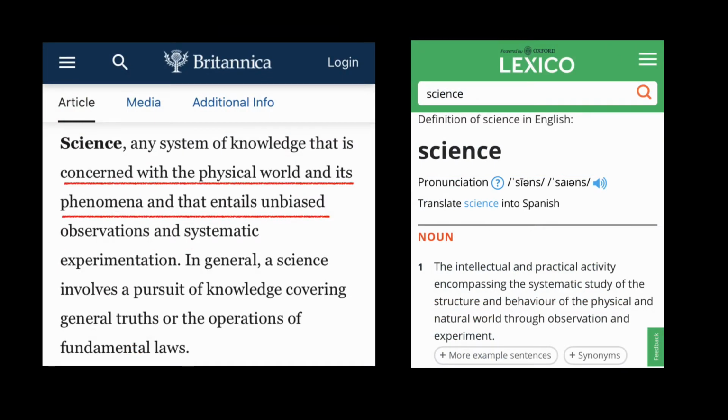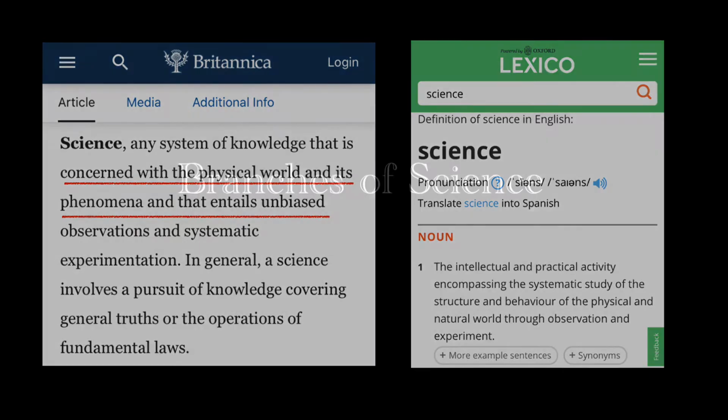Science, any system of knowledge that is concerned with the physical world and its phenomena, which is the dependent variable, the observation, and that entails unbiased observations and systematic experimentation. And to the right there, the intellectual and practical activity encompassing the systematic study of the structure and behavior of the physical and natural world through observation and experiment. It couldn't be clearer, could it?